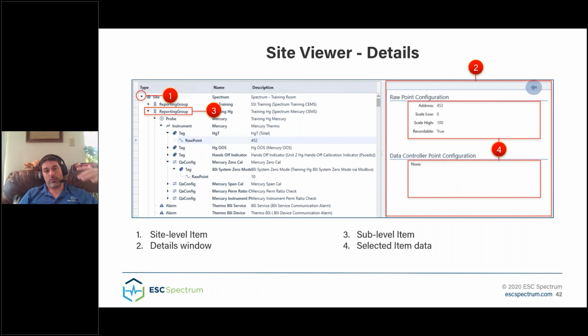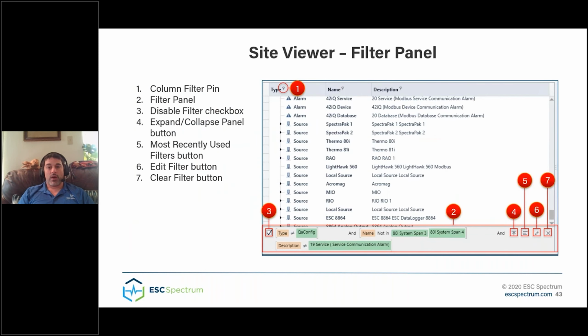You can see, for example, reporting group, and then you have probe, instrument tag, so on and so forth. So if you haven't used this feature, I really recommend it. It's a great way to just see your system as a whole and see how things are related to each other. You can do some of the advanced filtering that you see elsewhere in the product.